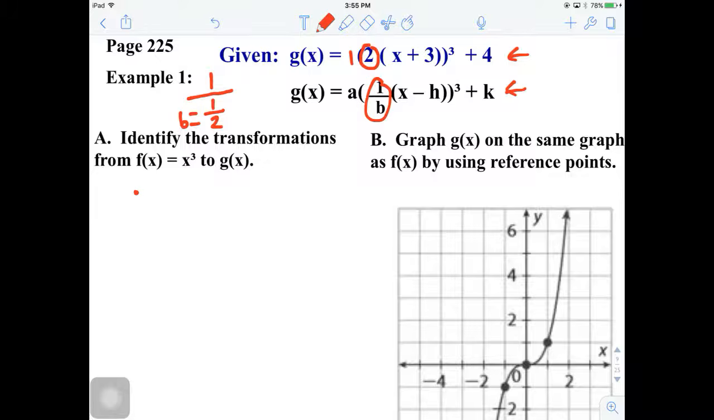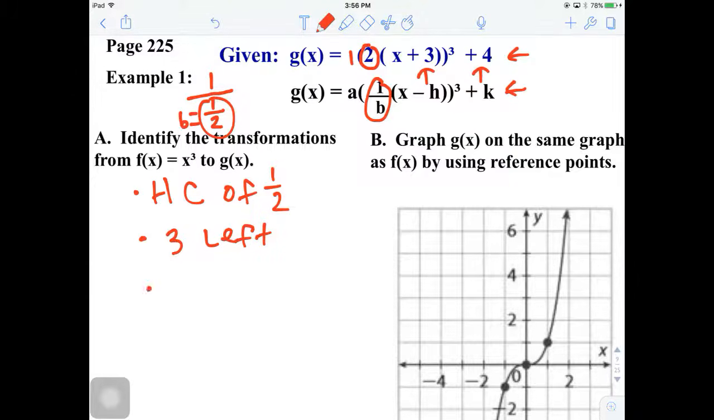And so because b equals 1/2, which is less than 1, we have a horizontal stretch by a factor of 2. And the next thing is we have x plus 3, which means we're going to have a 3 units shift to the left. And then finally, plus 4 means we're going to move 4 units up.